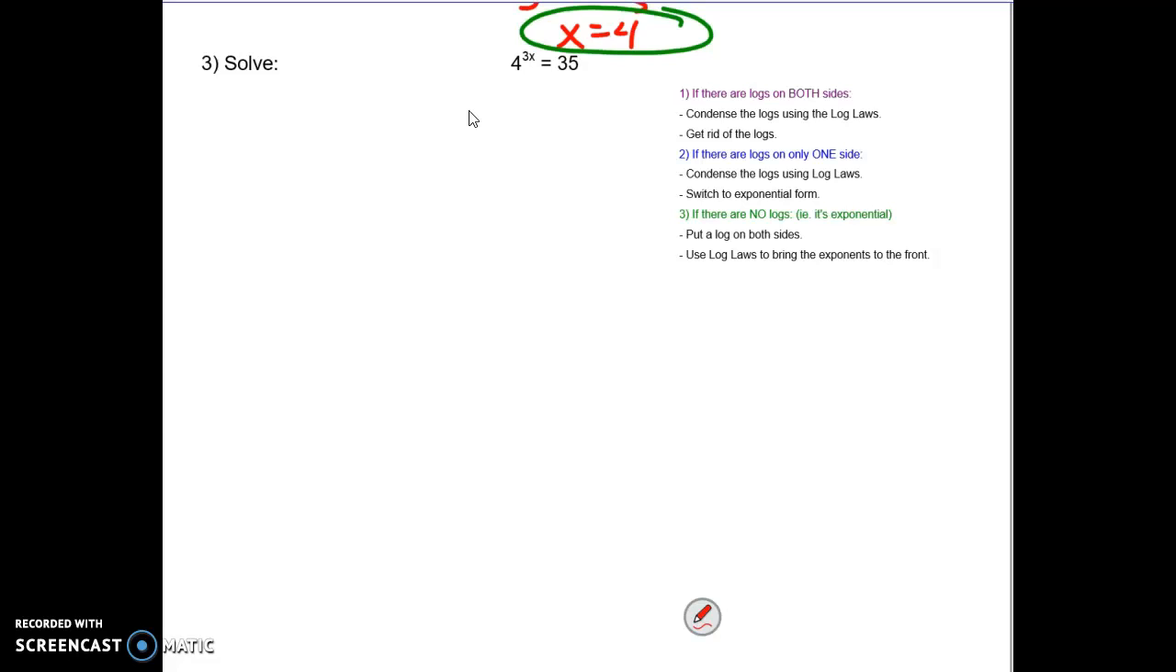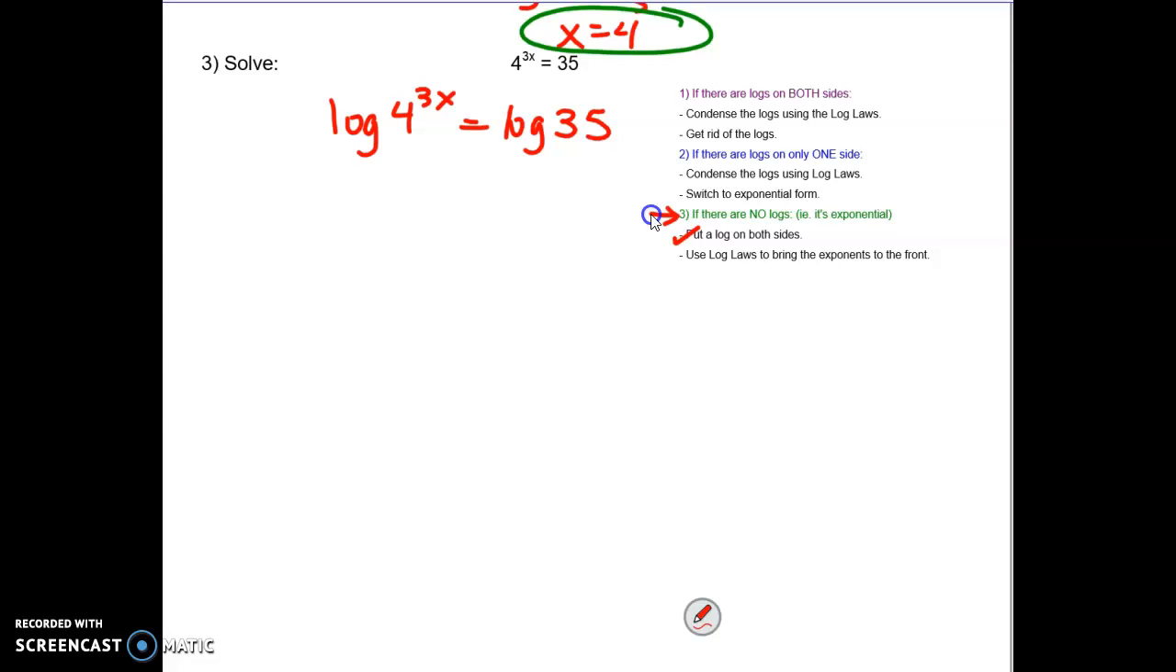Alright, let's look at the third problem here. And the third problem is there are no logs. So that's this case 3. If there are no logs, you can put a log on both sides. And the log we're going to put on both sides would be a base 10, because that is something that we can calculate with our calculator. So again, we just put the log on both sides.